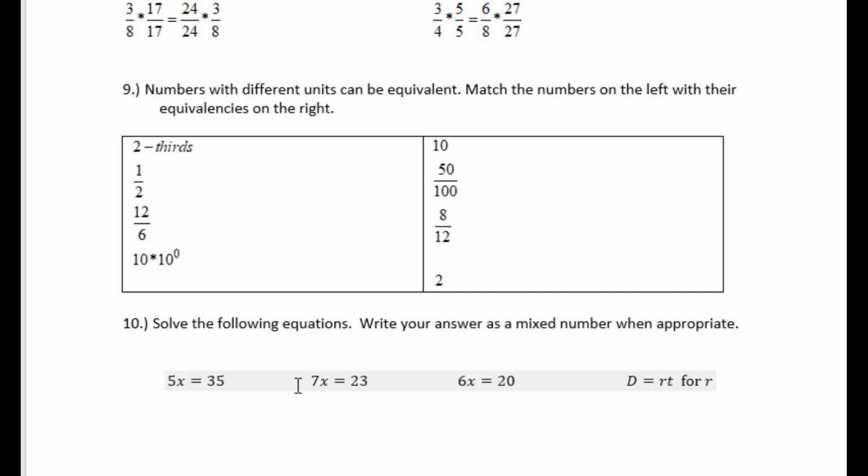And finally, questions 10, that was the multiplication property, right? You're going to divide both sides by 5, and you're going to get the answer. And give your answer as a mixed number when appropriate. And we just did mixed numbers. So I think you should handle this.